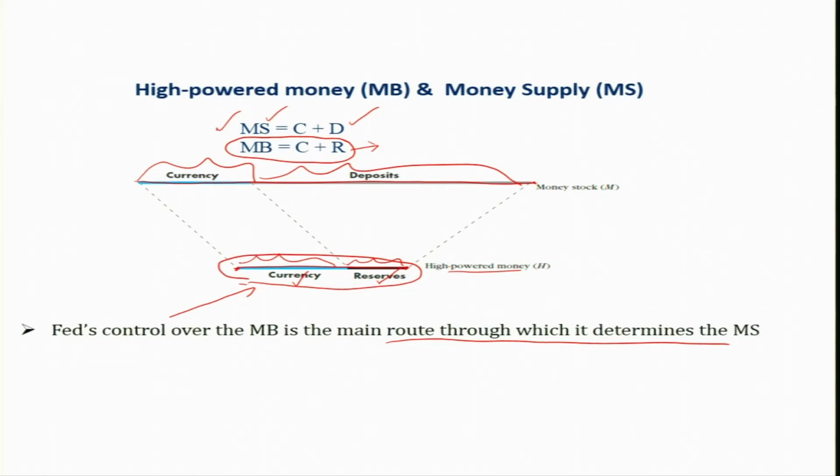What we are going to focus on here is mainly the monetary base, when we discuss the function of the central bank or the process through which they increase the money supply. So, mainly through the monetary base, that is the main route through which it determines the money supply.